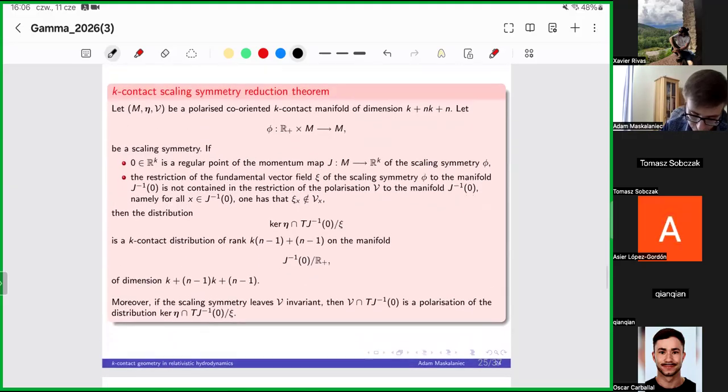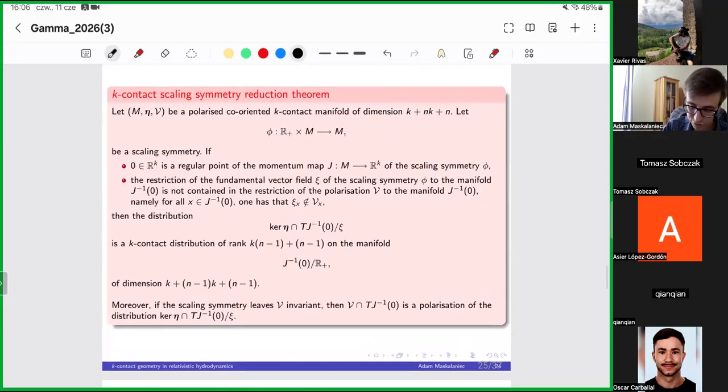Okay. And moreover, if this scaling symmetry leaves our polarization invariant, then this polarization descends to a polarization of our reduced manifold.